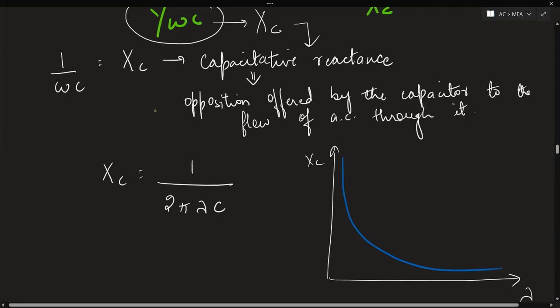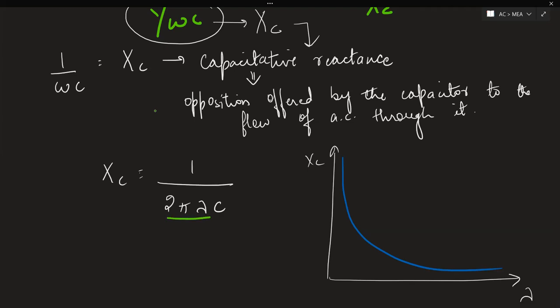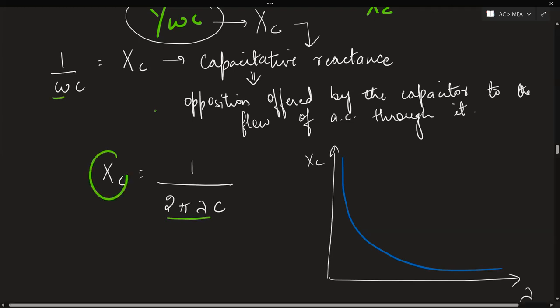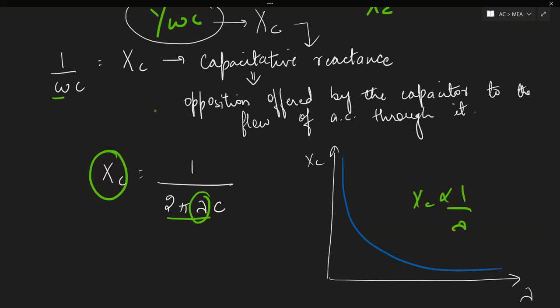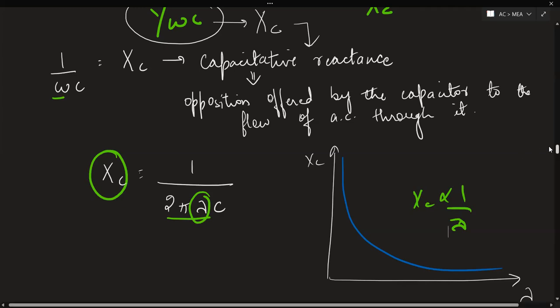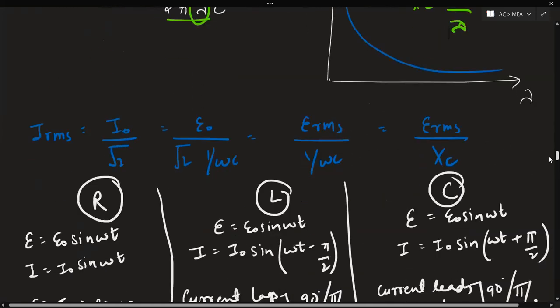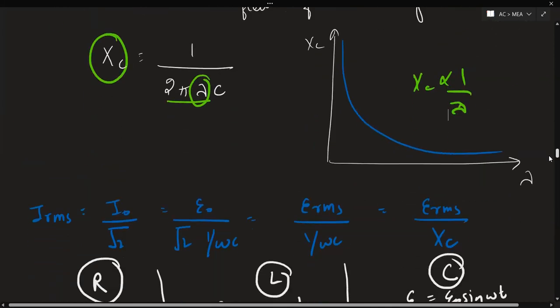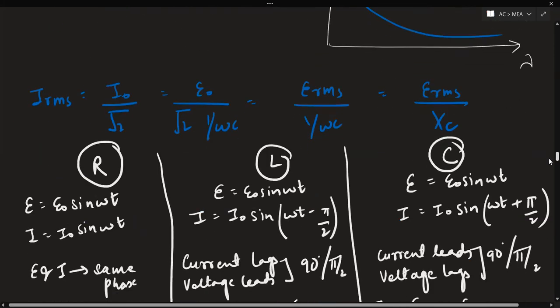Even if you write the value of omega as 2 pi nu, Xc and frequency are inversely proportional to each other. So this difference also comes in between Xc and XL. There you have to mention that frequency and Xc are inversely proportional to each other, while XL and nu were directly proportional to each other. So this is just a conclusion.